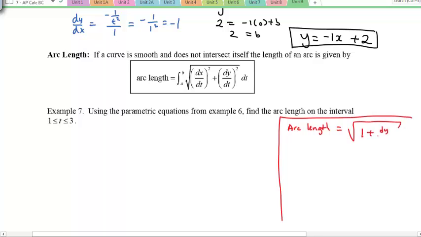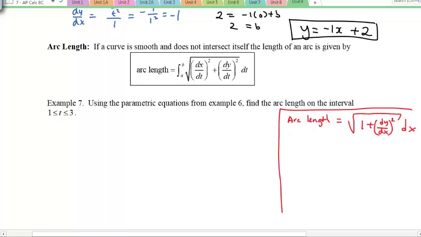Remember this? The square root of 1 plus dy/dx all squared times dx. I think it was a supplemental sheet where I proved it to you. Well, the question is, how do I get the arc length for a parametric equation? Gave you the answer, but where did this come from? So let me quickly try to prove this to you.